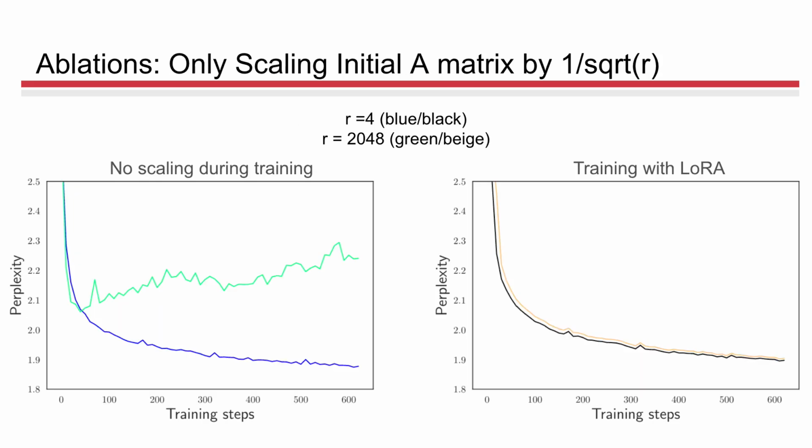The next question they look at is, what if we only scaled at the initialization point? So we didn't scale during training. We just scaled the initial A matrix by 1 over square root of r. That works for low ranks, right? So here's a rank of 4 down here, and that is stable. But as rank increases to 2048, our perplexity gets worse, so our training is failing.